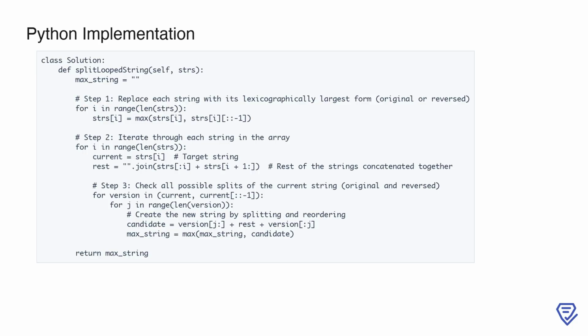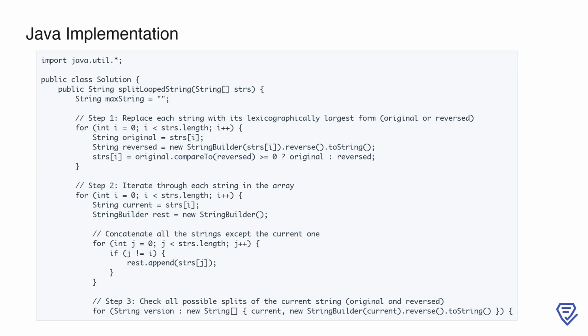This implementation is optimized to handle the constraints of the problem and provides a robust solution to generate the lexicographically largest concatenated string. Here, we begin by defining the splitLoopedString method, which takes an array of strings as input. The goal is to determine the lexicographically largest string that can be formed by splitting and reordering the strings. First, we initialize a variable max string to keep track of the largest string we find. In the first step, we iterate through the input array and replace each string with its lexicographically largest form, either the original string or its reversed version. This ensures that we are working with the most optimal versions of the strings from the outset.